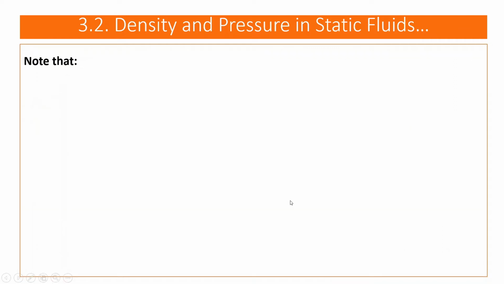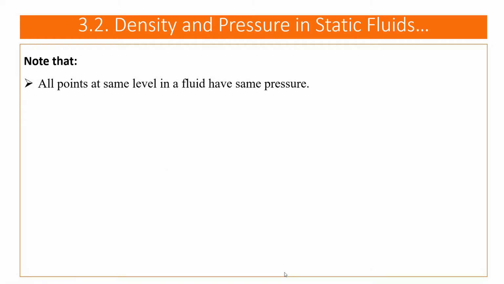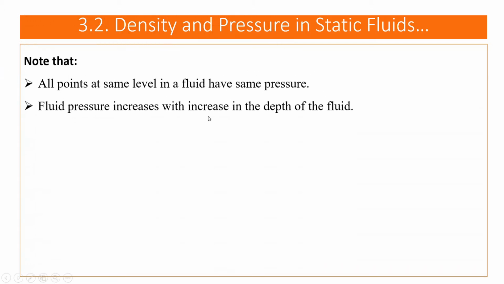So we have a different example. Before that, we have to consider these important points. The 3 important points that we need to consider are, first, all points at the same level in a fluid have the same pressure. The other important point is that fluid pressure increases with increase in depth of the fluid. So when you go down into the ocean, the fluid pressure, the gauge pressure, will increase. But for atmospheric pressure, when you go upward, the atmospheric pressure will decrease.